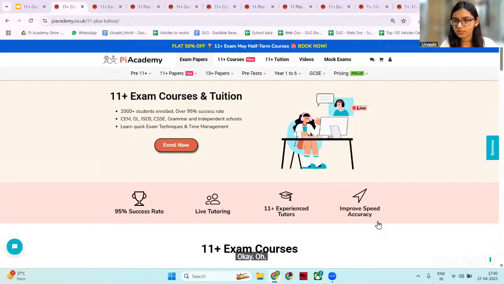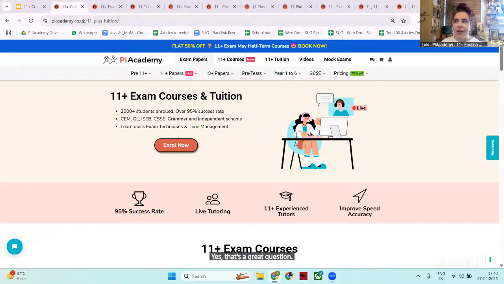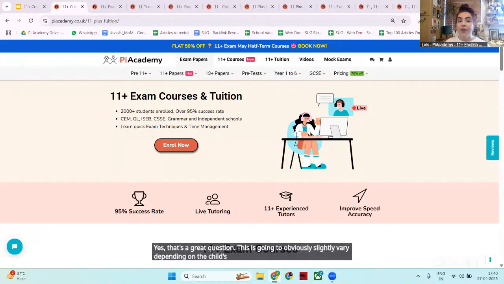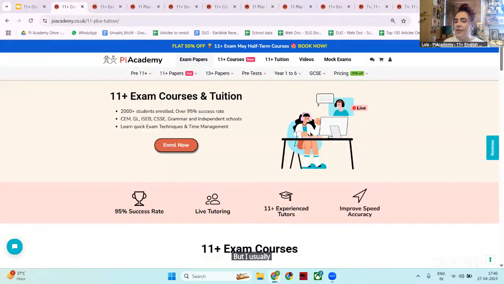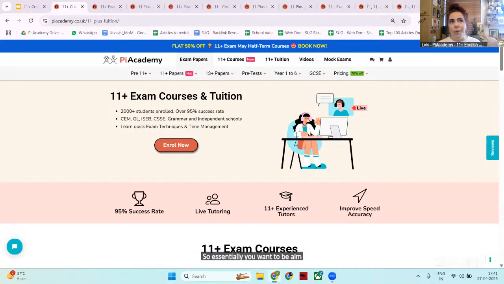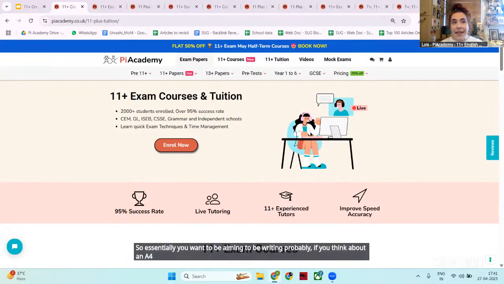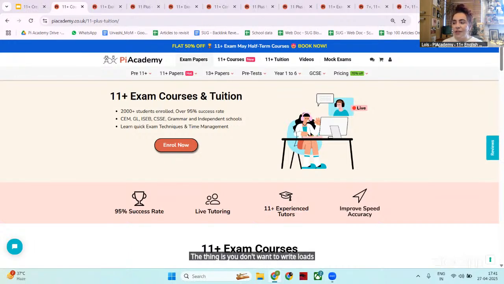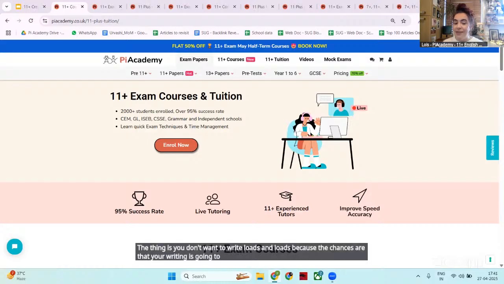What length of writing is expected in the 11 plus? Someone has asked. That's a great question. This is going to vary slightly depending on the child's size of writing and the handwriting they use. But as I said in the presentation, I suggest three good paragraphs. That doesn't mean a paragraph is two or three sentences. A paragraph needs to be six or seven good sentences. So essentially, if you think about an A4 page, you want to be aiming to write at least a page, if not slightly more. The thing is, you don't want to write loads and loads, because the chances are that your writing is going to become a lot less detailed.